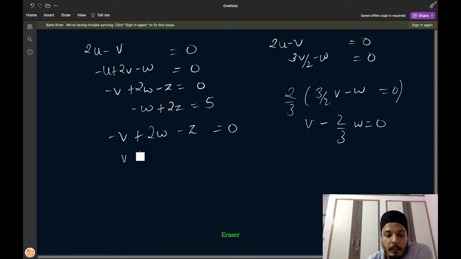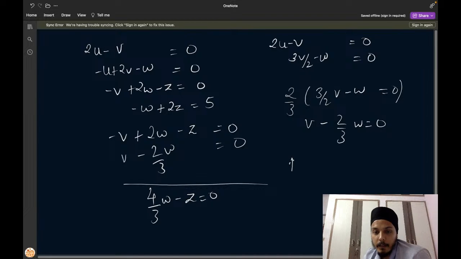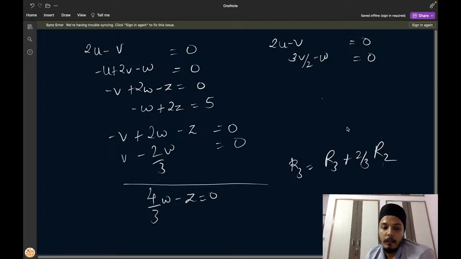So v minus 2 by 3w equals to 0. As soon as we add this, 2 minus 2 by 3 gives 4 by 3w minus z equals to 0. So this will be our third equation. The operation that we did here is r3 equals to r3 plus 2 by 3 of r2. Let us write our third equation here. So our third equation is 4 by 3w minus z equals to 0.